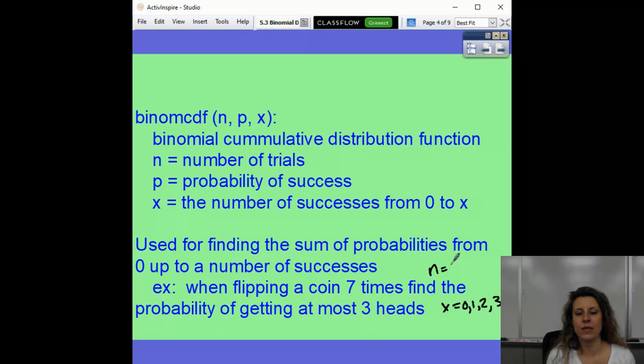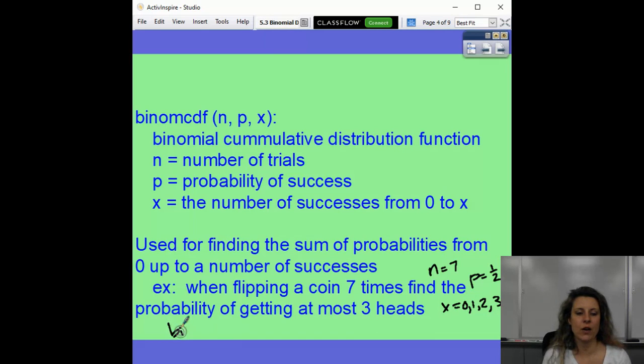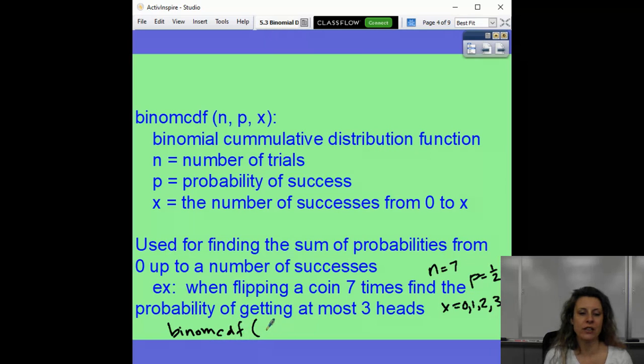Okay, let's go ahead and pick out n. We're tossing the coin 7 times, and the probability of getting a success, which in this case I'm calling heads, is 1/2. So since we want those multiple x values that start at 0 and go up to a number, this would be the perfect scenario for a Binome CDF. You have to tell the calculator n, then p, then the x value is the largest one that you want. So in this case, 3.